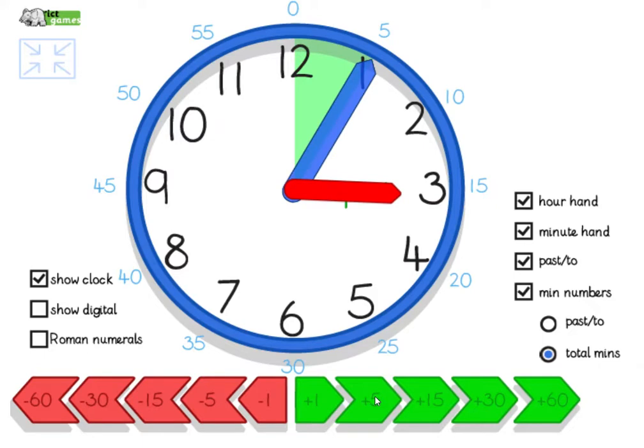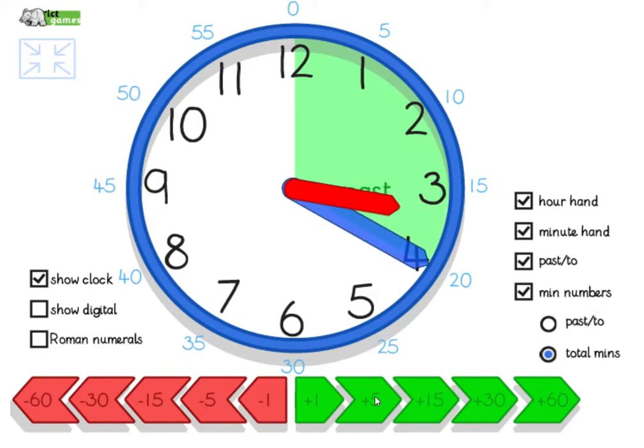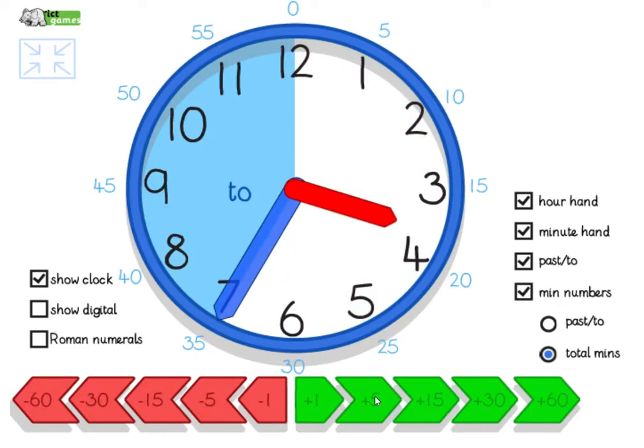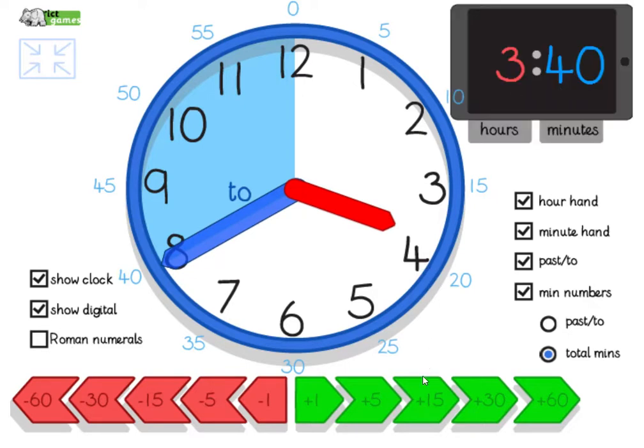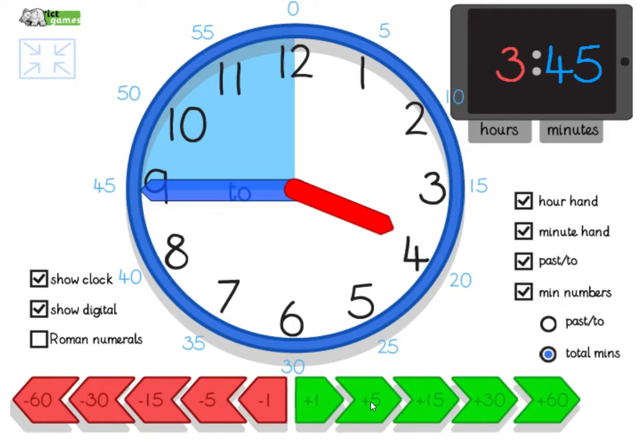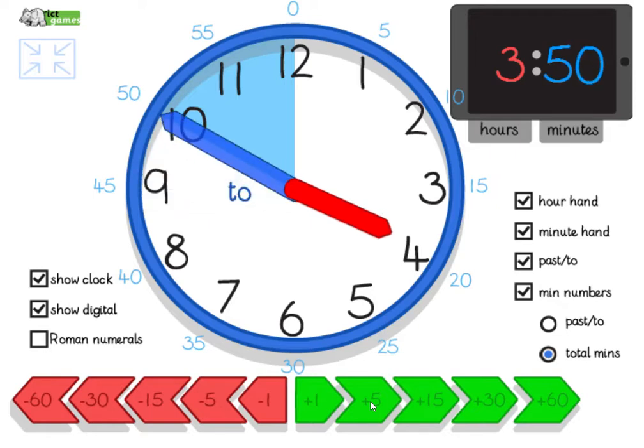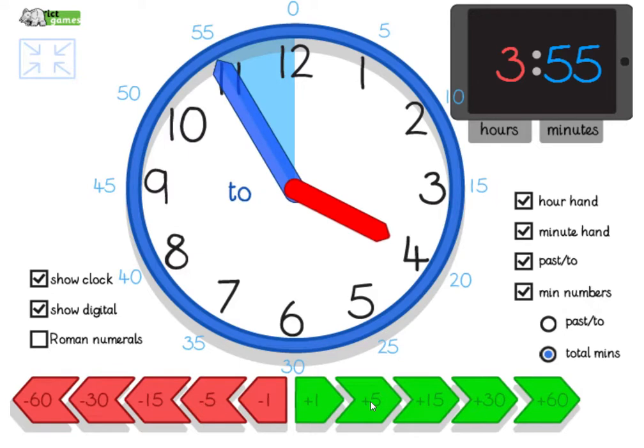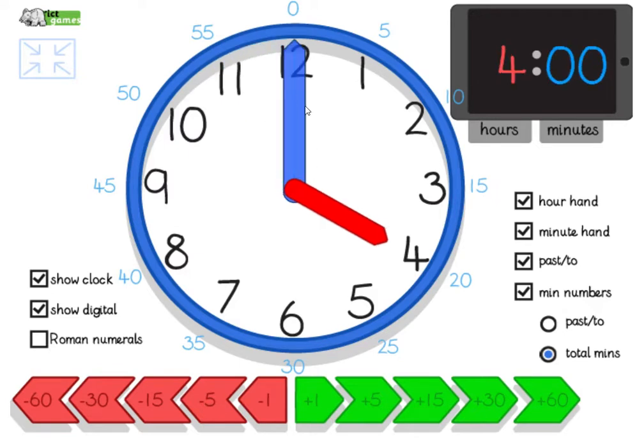So this is 3:05, 3:10, 3:15, 3:20, 3:25, 3:30. Everyone says half past 3. Now, really, people say it the other way around. Now they say 25 to 4, 20 to 4, a bit like the digital clock, 3:40, quarter to 4, 3:45, 3:50, 3:55, 4 o'clock. Okay, let's leave that.